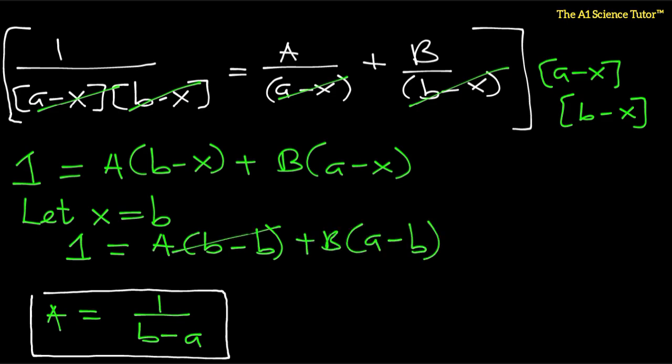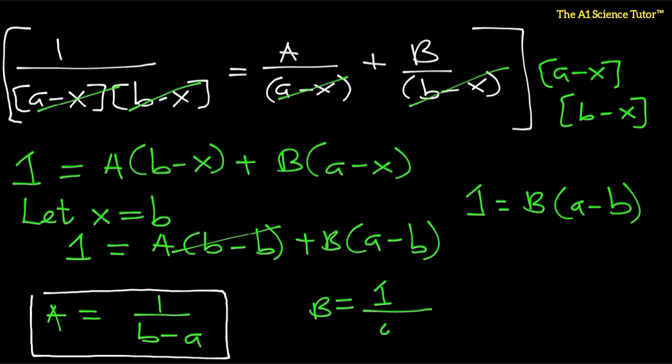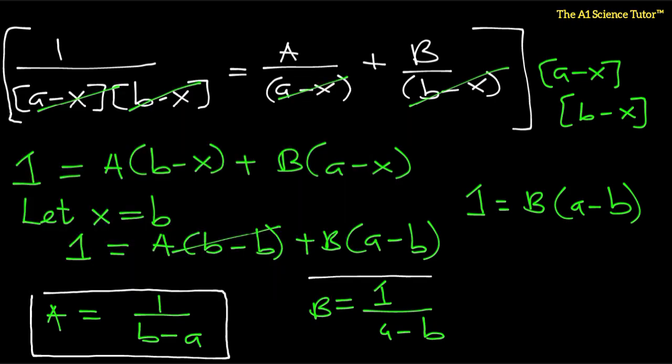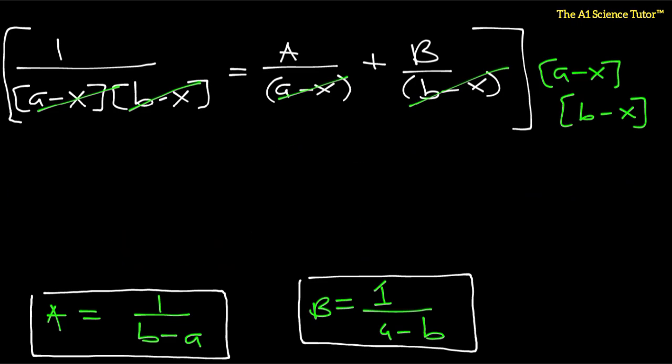So this obviously will cancel out, and so we're just going to have 1, and that will be equal to b multiplied by a minus b. So I could find what b is by making it the subject. So that makes b to be 1 divided by a minus b. So that is what you have for b. Now we have gotten these two terms. So we can now substitute them back into the original expression.